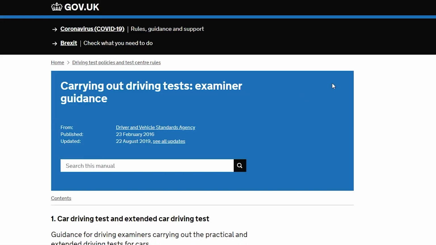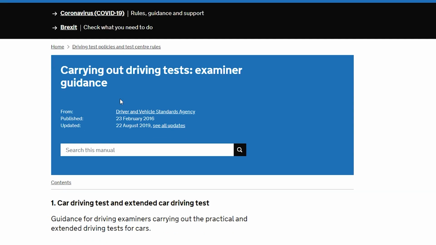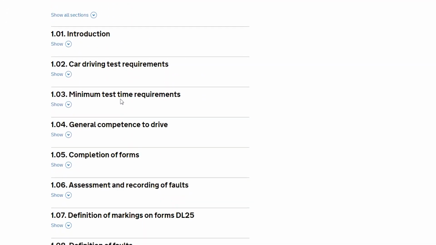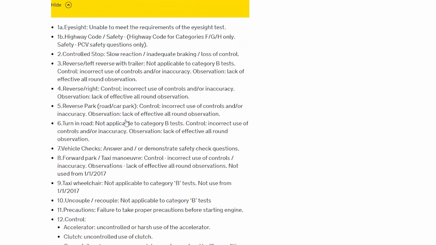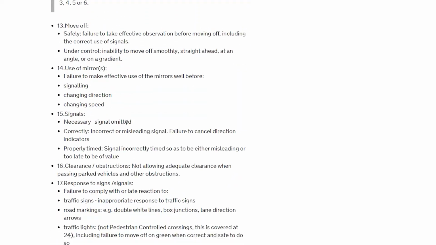Great. Okay, so welcome back. So what we need to do now is look at what is the fault. If you've watched these before, you know that we're going to use a DT1 to help us identify correctly what the fault is, and then mark it on the DL25. Okay, so let me open up my DT1. So I'm looking at section 1.07, definition of markings on the DL25.